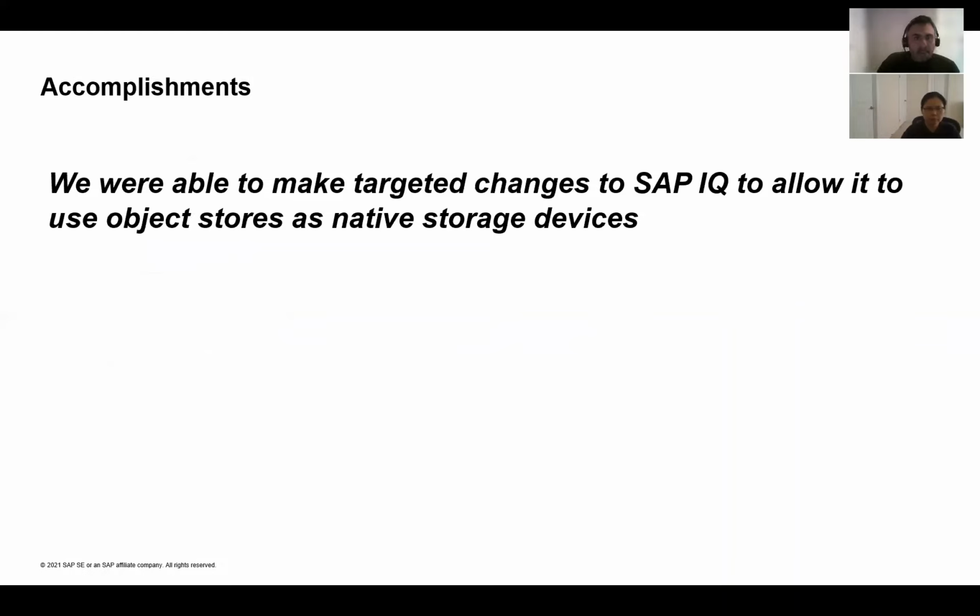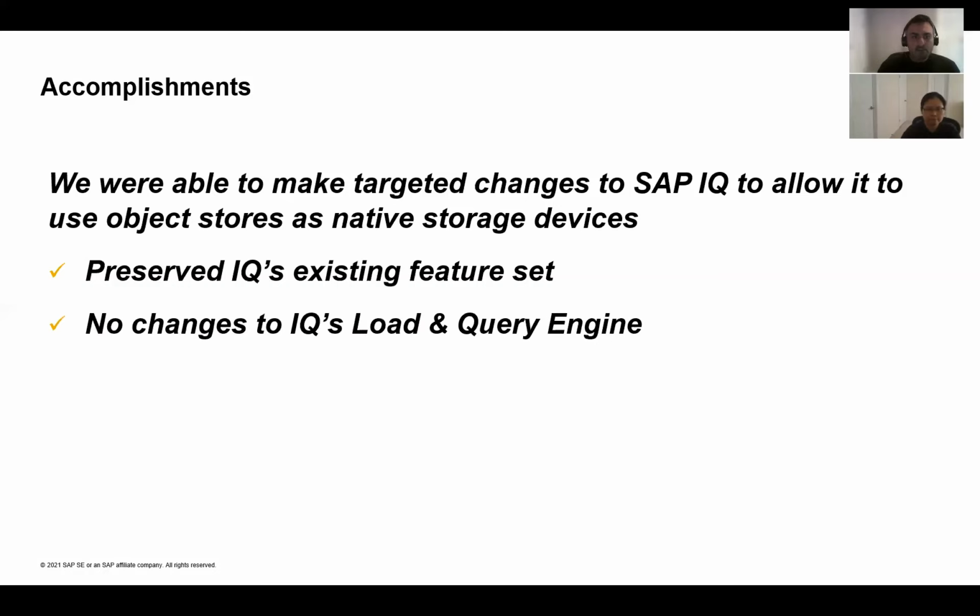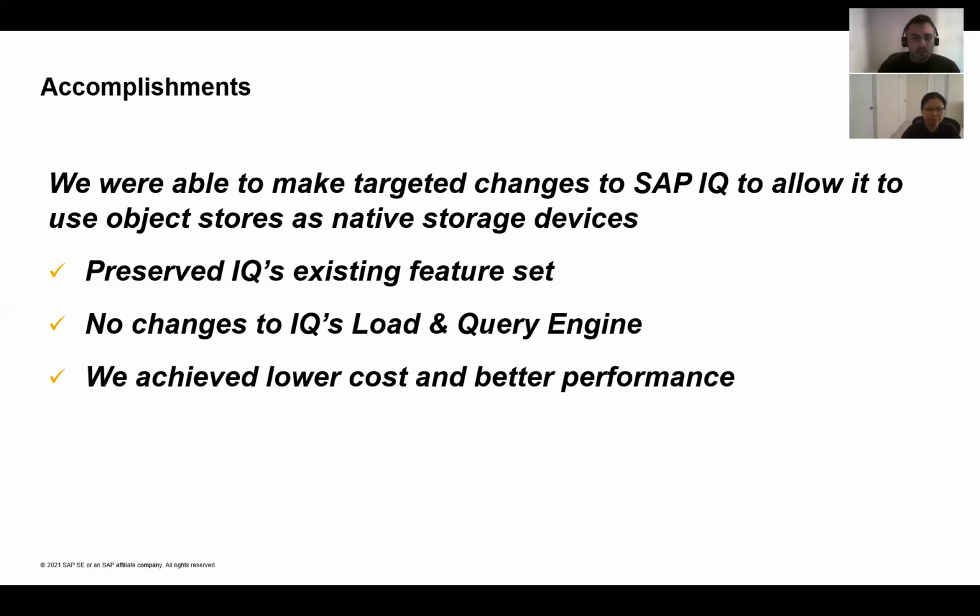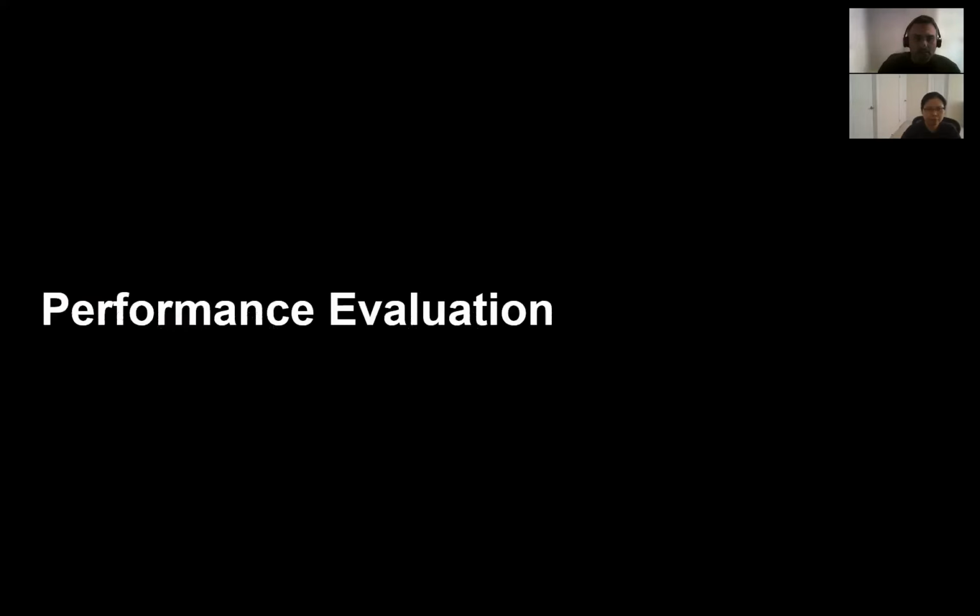So with this approach, we were able to make targeted changes to IQ to allow it to use object stores as native storage devices. What this meant is that we preserved IQ's existing feature set. We made no changes to IQ's load and query engine, but we were able to achieve lower cost and better performance by using object stores. And on that note, I pass the presentation to my colleague, Xi, to talk about the performance evaluation.